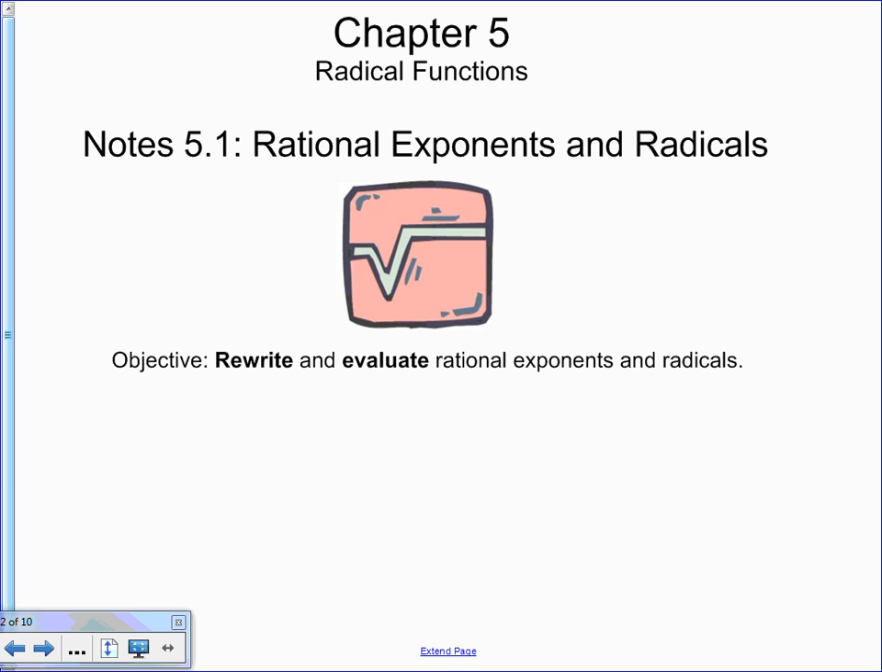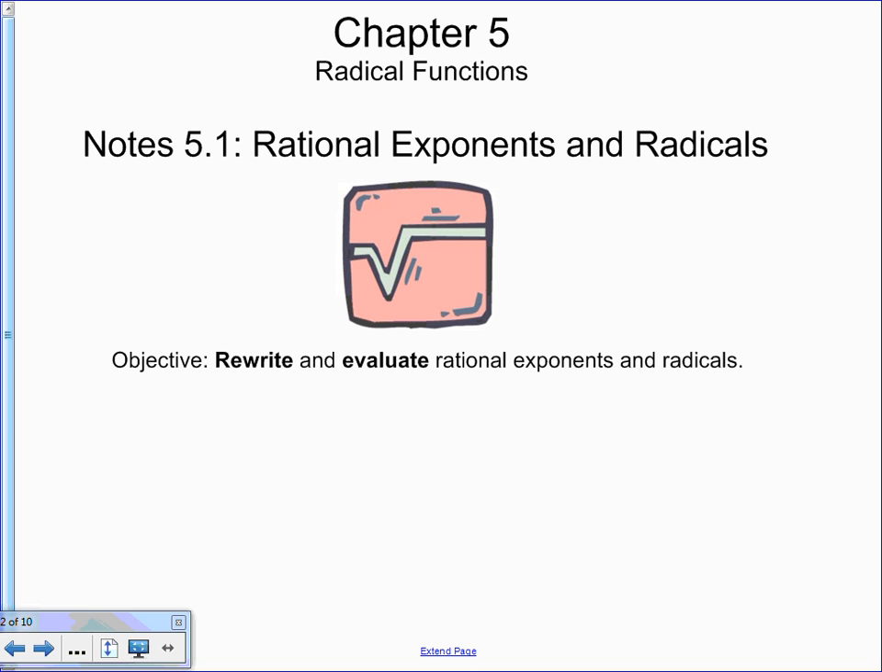Which is chapter 5, radical functions. And as we study radical functions, this section of notes 5.1 is really important. It's the basis for a lot of the notation and calculations that you're going to see in chapter 5. So we're talking about rational exponents and radicals.